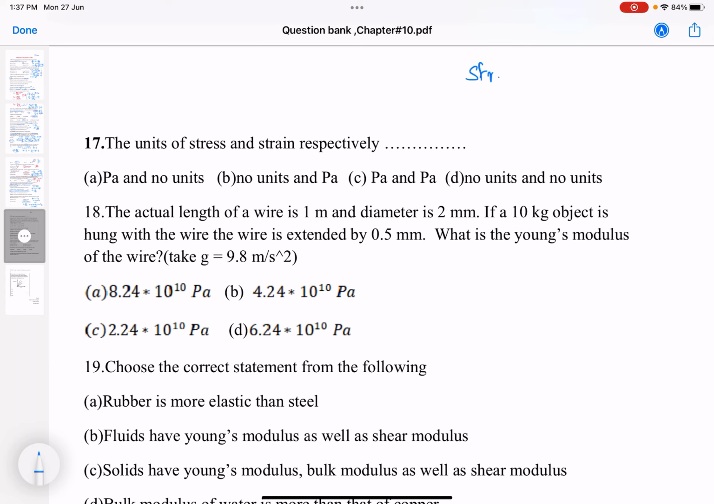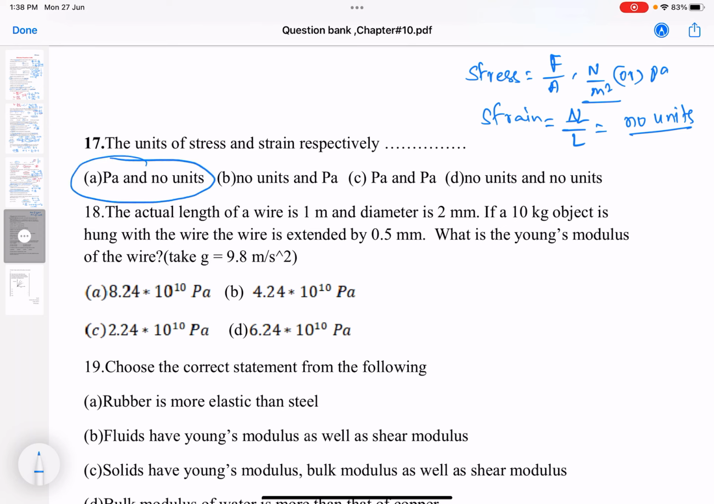The units of stress and strain respectively. Stress is nothing but force per unit area, restoring force per unit area. Restoring force is nothing but internal force, not applied force. That means Newton per meter square or pascals are the units of stress. And strain is the ratio of two same physical quantities, so no units are there. So the answer is Newton per meter square, no units, or pascals, no units. Newton per meter square is equivalent to pascals. We have discussed already.